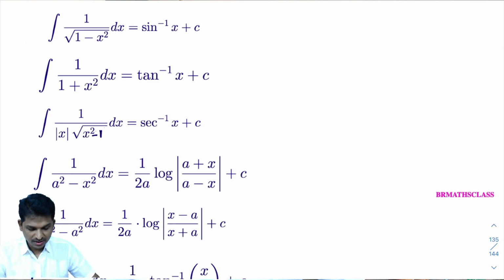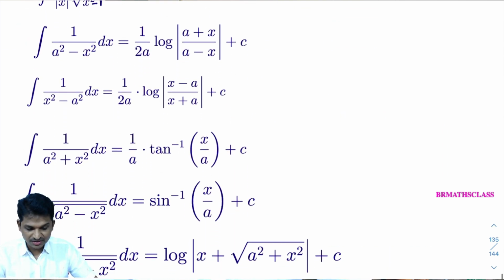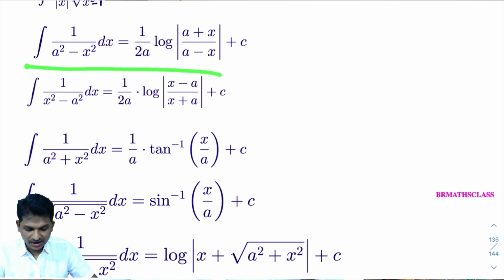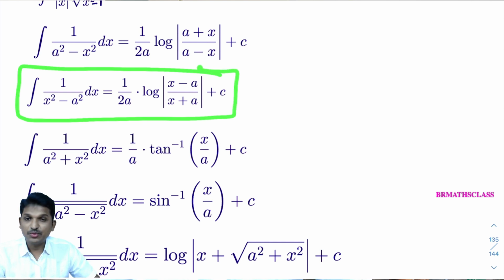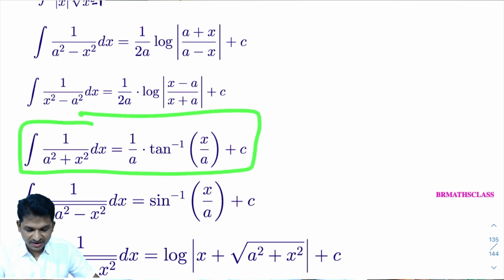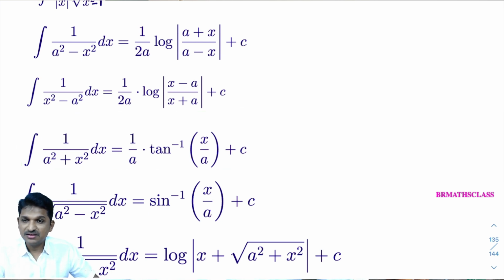You observe here, we learned these formulas. Especially see this one: integral of 1 divided by a square minus x square dx is 1 by 2a into log mod a plus x divided by a minus x plus c. Integral of 1 divided by x square minus a square dx is 1 by 2a into log mod x minus a divided by x plus a plus c. Integral of 1 divided by a square plus x square dx is 1 by a into tan inverse of x by a plus c. You observe these three results.